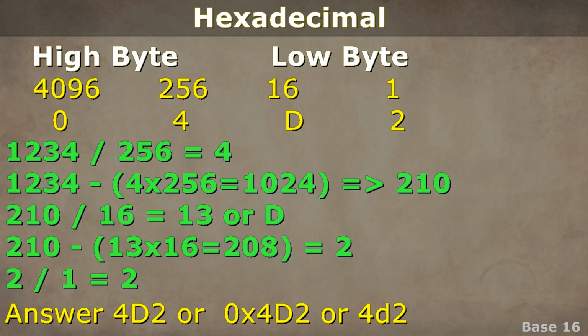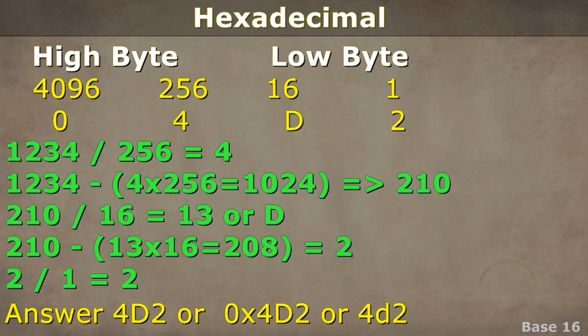Sometimes we write 4D2 as 4 capital D 2 or 4 lowercase d 2. It's the same number. In C notation, the language C, if a number started with a 0 followed by 1 through 7, it was an octal number. If a number started with 0x, it was a clue that it was a hexadecimal number. As humans, we know that 4D2 is hexadecimal because there's a letter D in the middle of it, but sometimes it's not always that way.